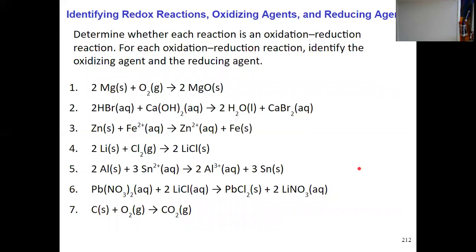Okay, so now you have a practice set. I'm not going to do all these for you, but I'll do a couple of them. You're going to determine whether each reaction is an oxidation-reduction reaction. You're going to identify the oxidizing agent and the reducing agent of each one. Okay, so we'll start with the first one on the whiteboard.